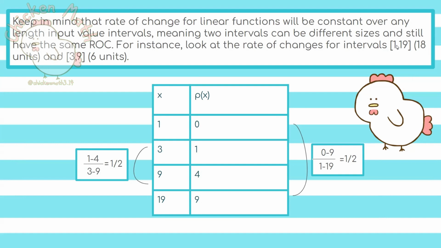Let's look at the intervals 1 to 19, and then 3 to 9. 1 to 19 is 18 units, and 3 to 9 is 6 units, so they're different length intervals. The rate of change between 1 and 19 is 1/2, and the rate of change between 3 and 9 is also 1/2. So even though these intervals are different sizes, they have constant rates of change because p of x is linear.